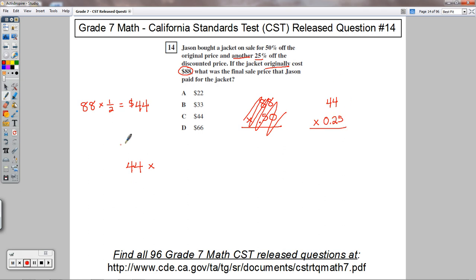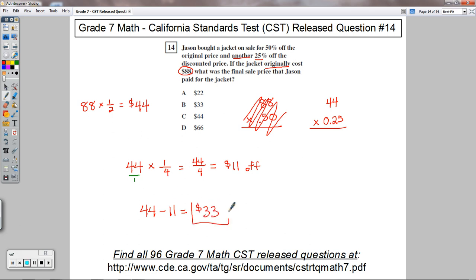But since I know 0.25 is the same as 1/4, I could also think of it like this. I could make this a fraction. Write 44 over 1. You're going to have 44 times 1 on the top. That's 44. Over 1 times 4 on the bottom. That's 4. So this would be $11 off, and then if we take 44 minus 11, that would give me my final sale price of $33.